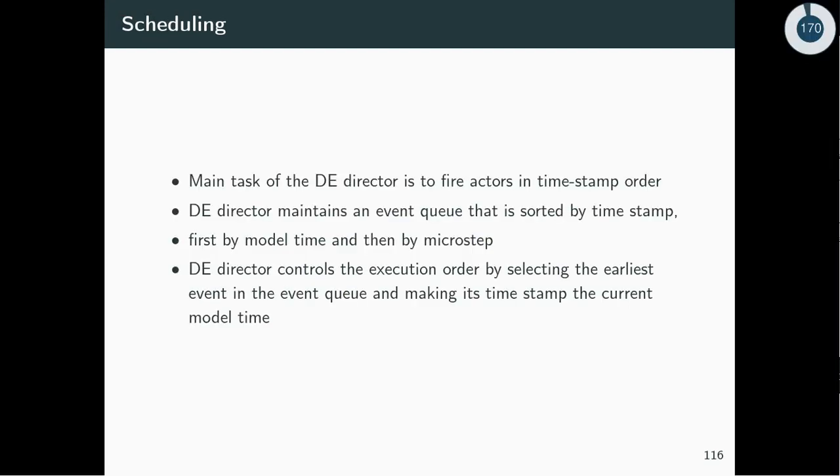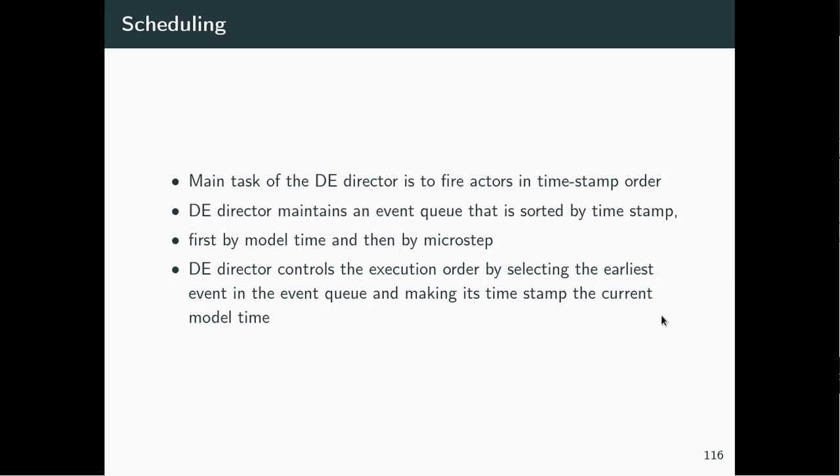Now let's talk about scheduling. So how does scheduling work? Basically the main task of a DE director is to fire actors in timestamp order. The DE director maintains an event queue that is sorted by timestamp. It fires by model time and then by microstep time. If two events have the same model time, then the director will look at their microstep, and the event with the earlier microstep will be fired first. The DE director controls the execution order by selecting the earliest event in the event queue and making its timestamp the current model time.